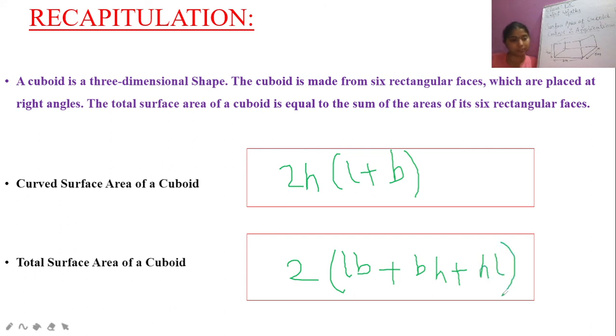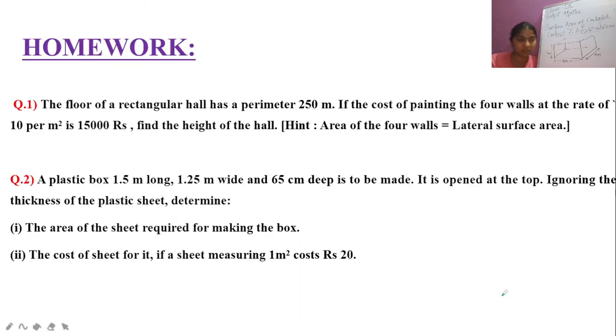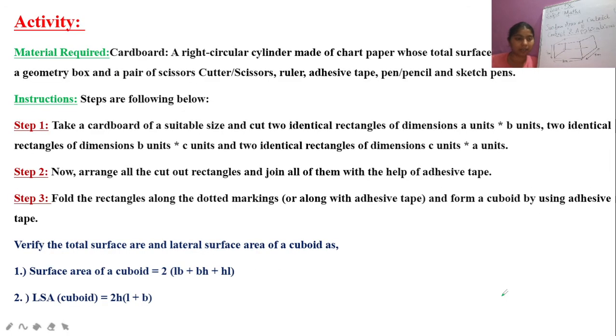Okay, now students, these are the few examples I've discussed of real life examples of a cuboid. Where do you see it? Okay, so at last we have 2 questions you have to do at your home. Read the statement carefully, then go for the solution for these questions. And at last we have an activity you have to perform. These are the few materials which you can see available at your home. So you do it, and there are 3 steps involved in this.